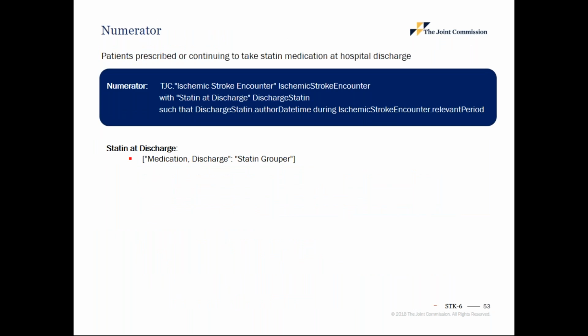Which takes us to the numerator. So the numerator is looking for patients prescribed or continuing to take statin medication at hospital discharge. So going back to the initial population, we call in the ischemic stroke encounter with a statin medication. The statin at discharge definition also uses the medication discharge data type. So again, it's using the time the discharge medication list on the discharge instructions is authored as a timestamp to satisfy the measure.